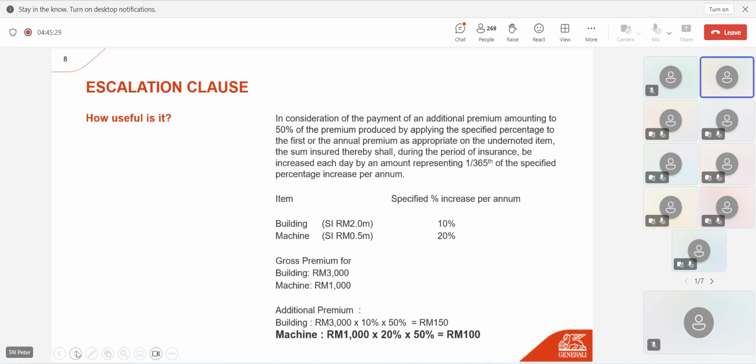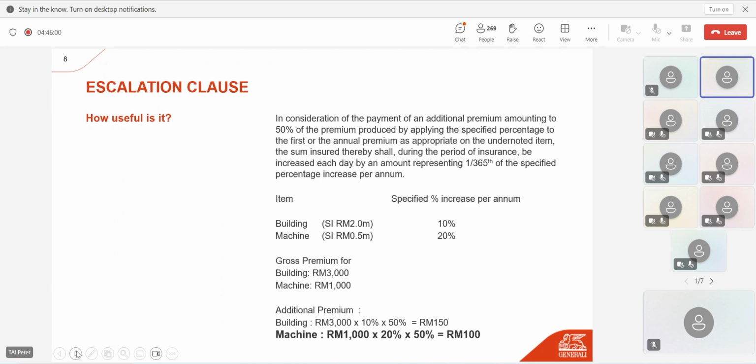How about machine? Machine is the same, but because we put 20% down here, by the end of the year you can get 0.6 million for your machine. Let's say it's half year, you can get 0.55 million. So the escalation clause is there to safeguard your client's business from having to bear the losses of inflation cost.